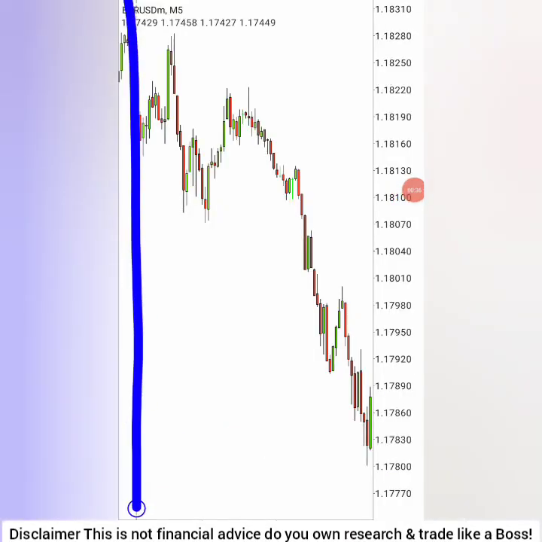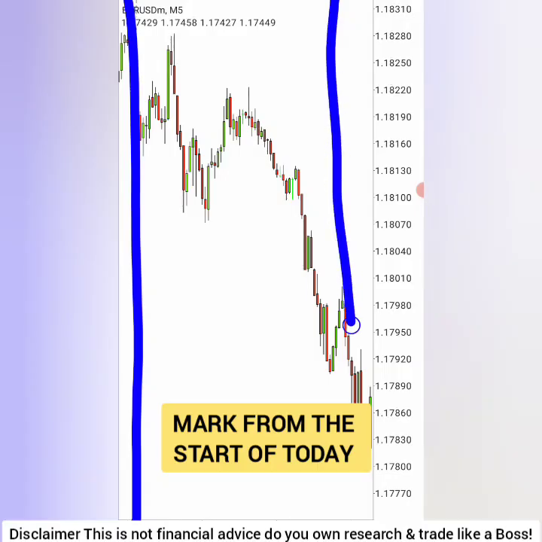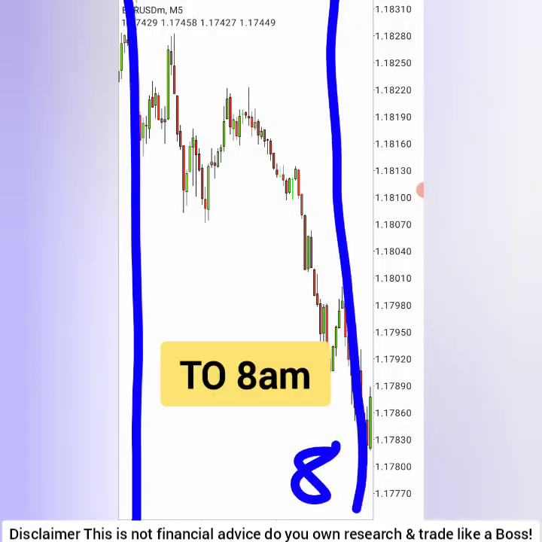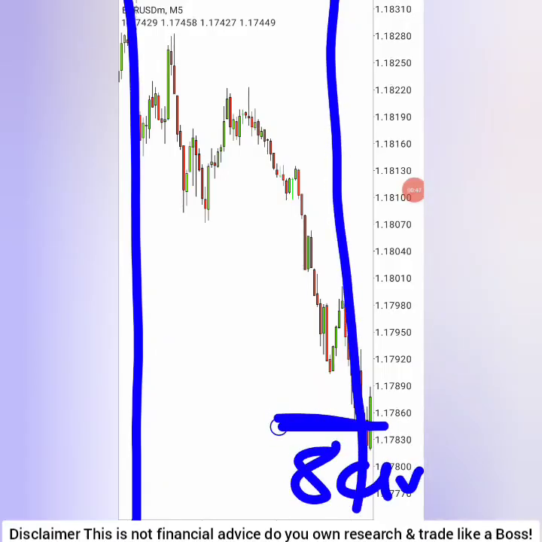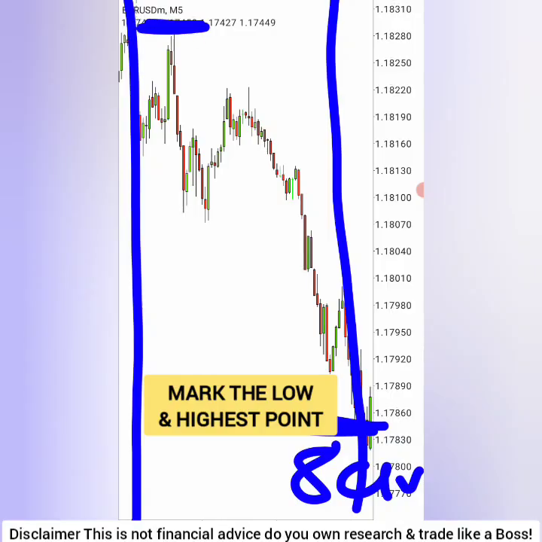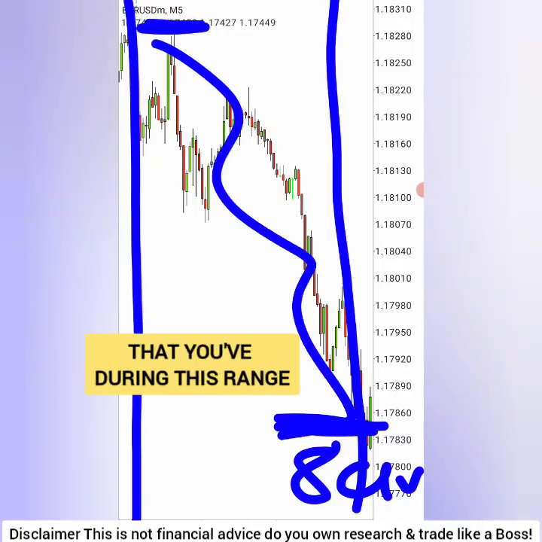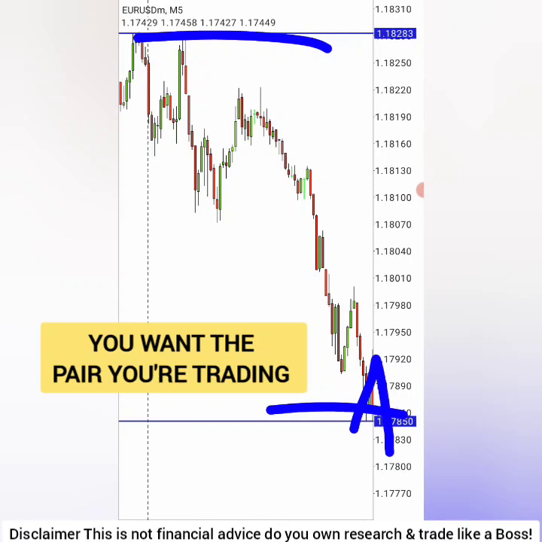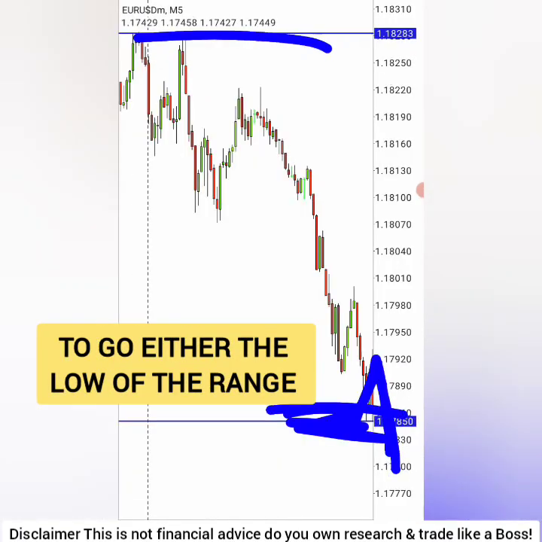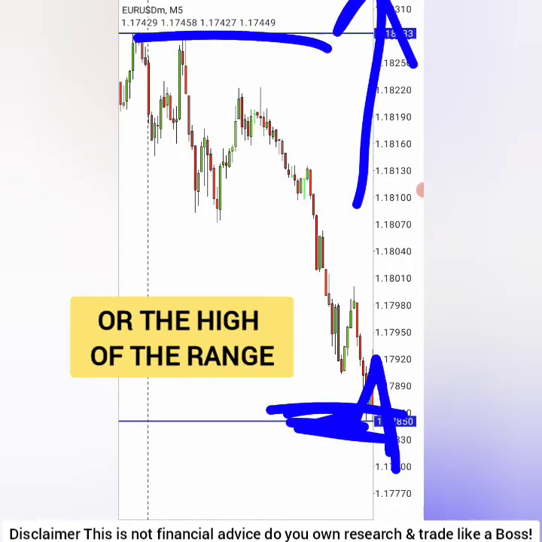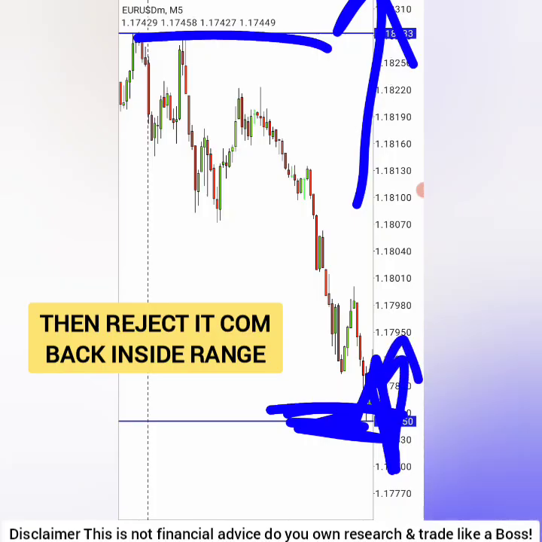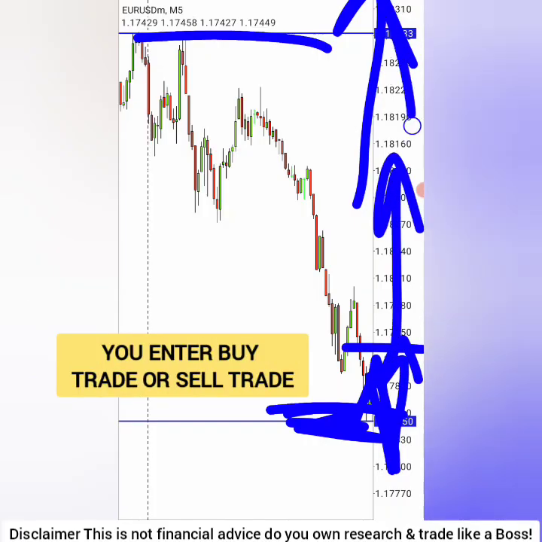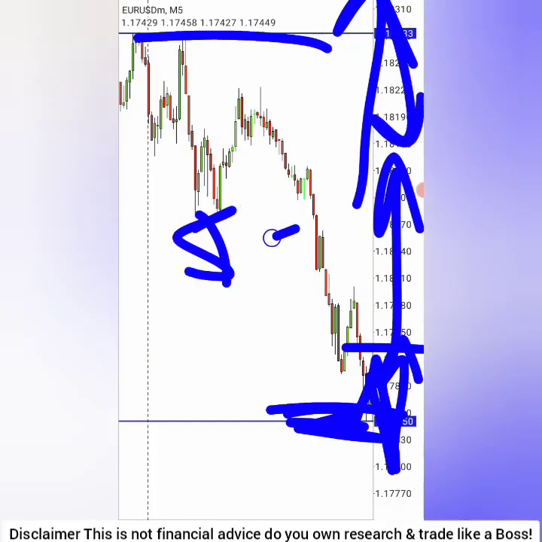So first, what you need to do is to mark from the start of the day to exactly 8 a.m. Now that you have these levels, you want to mark the low and the highest point that you have during this range. Now that you have these two levels, you want the pair that you'll be trading to go either below the low of the range or above the high of the range, then reject it, come back inside the range, and you enter a buy trade or sell trade and make profit.